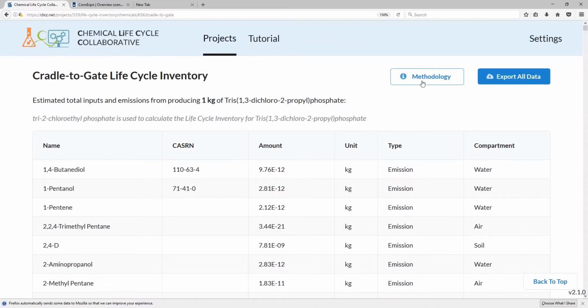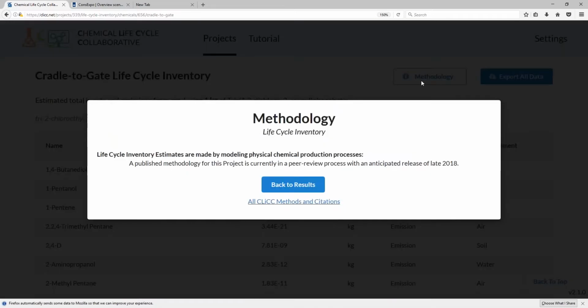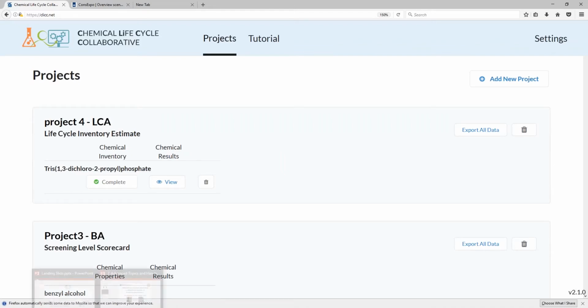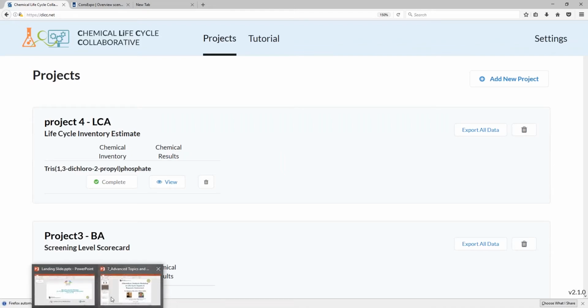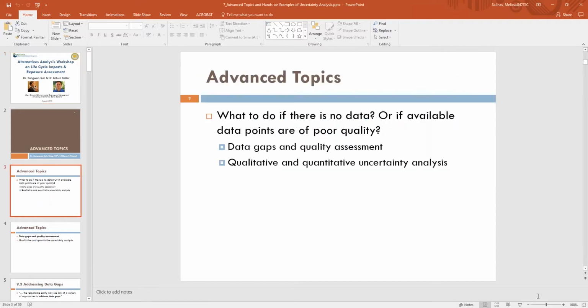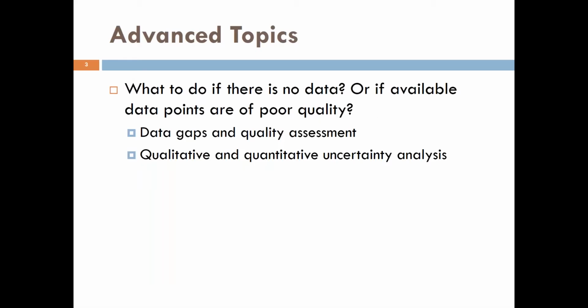And if we click the methodology, we are working on a paper actually. So once this is published, you can use that as a reference for how these are calculated. It will be peer reviewed so that you can reference it there. Okay, now let's go back to the slides. Great. Now we can go to this.